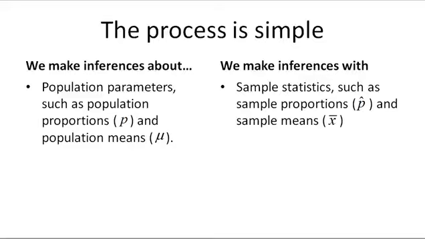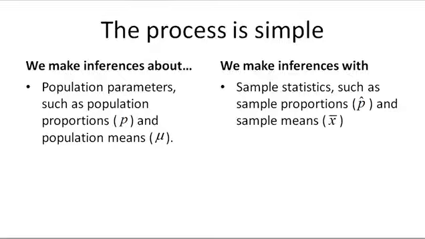The process is actually extremely simple. We make inferences about population parameters. Population parameters come in two forms, either population proportions p or population means mu. And these are two values that are true for the entire population, so we oftentimes do not know them. So we make inferences with sample statistics, such as sample proportions, like p hat, or sample mean x bar.